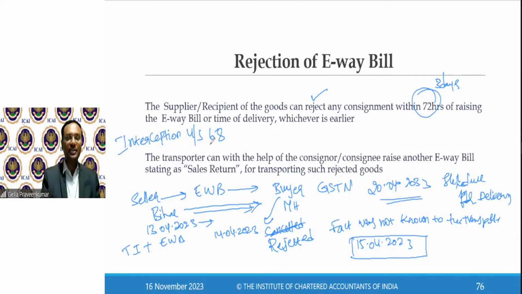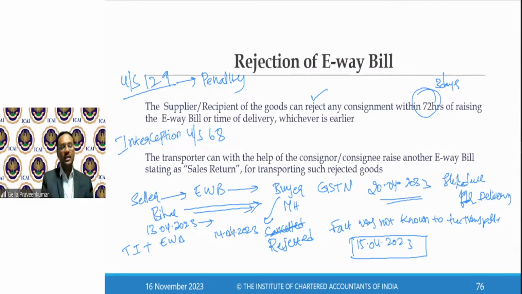Now, in this case, unfortunately, when the interception happened, this e-way bill on the mobile of the GST officer was shown as rejected. Now, the officer said, look, you're going with the consignment which is not meant for delivery, so I will levy a penalty. Penalty under Section 129 has been levied. This matter traveled to High Court.